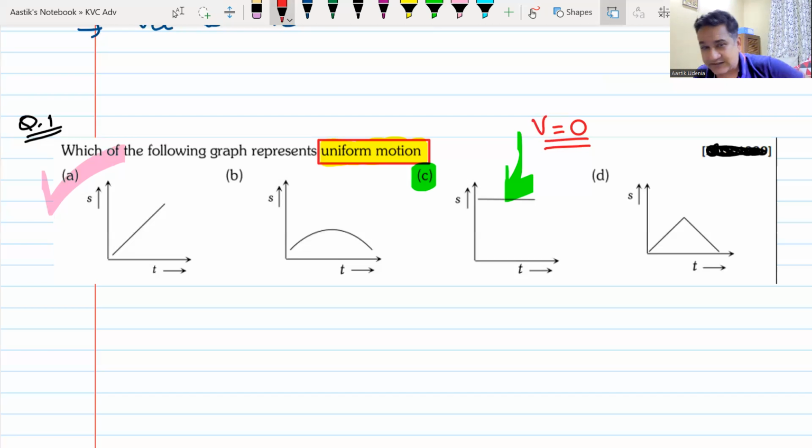But if a question comes in the examination hall where these two graphs are given and you are asked which is the graph which represents uniform motion, the correct option that you have to mark is A. Do we understand this? Even though C is also correct. So if it's a multiple choice question, then the answer is A and C. Do we understand this? Can I have raised hands from everyone that we understand this?